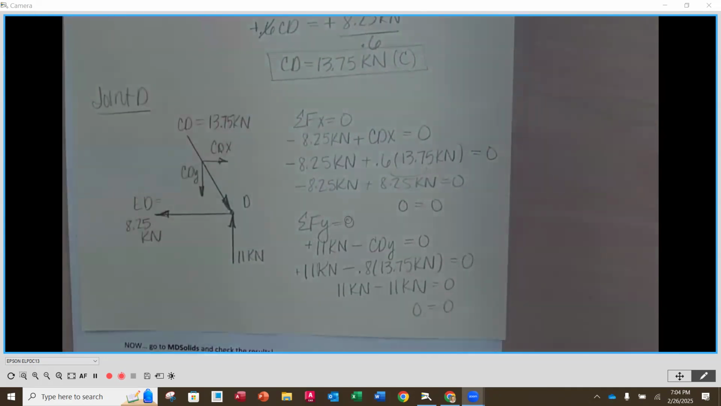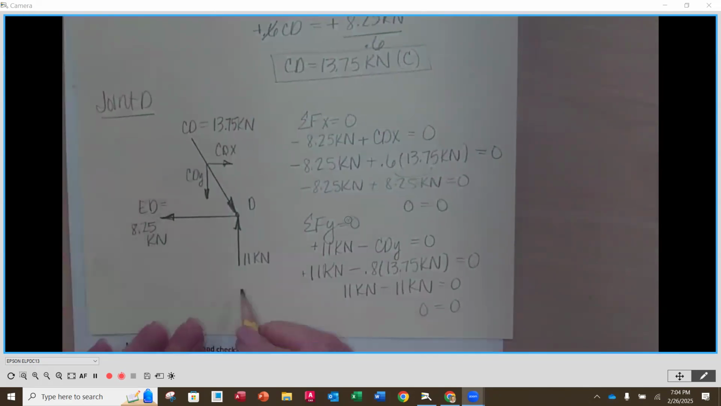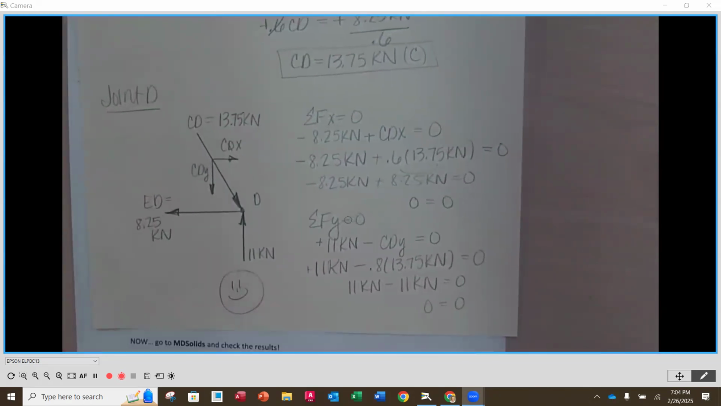0 equals 0. And this is how I like to end this, with a nice little smiley face because it all worked out, even though Kelly was losing it a little bit along the way there.